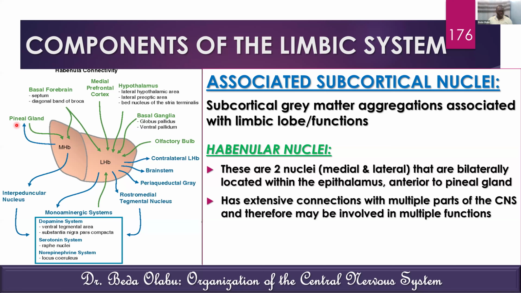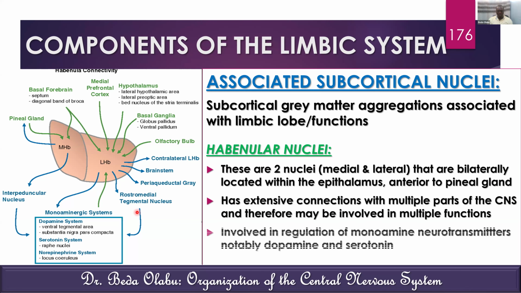So in a nutshell, we can say it's connected to many things: pineal gland, the basal forebrain, the medial prefrontal cortex, hypothalamus, basal ganglia, all these provide input to the habenula area. And then it has connections which are efferents, go outside and essentially targeting the brainstem structures in particular. In many words, habenula nuclei are important in regulation of monoamine neurotransmitters, and especially regulation of dopaminergic activity and serotonergic activity. So largely control these monoamines, and those are the ones you see here in relation to the brainstem structures.